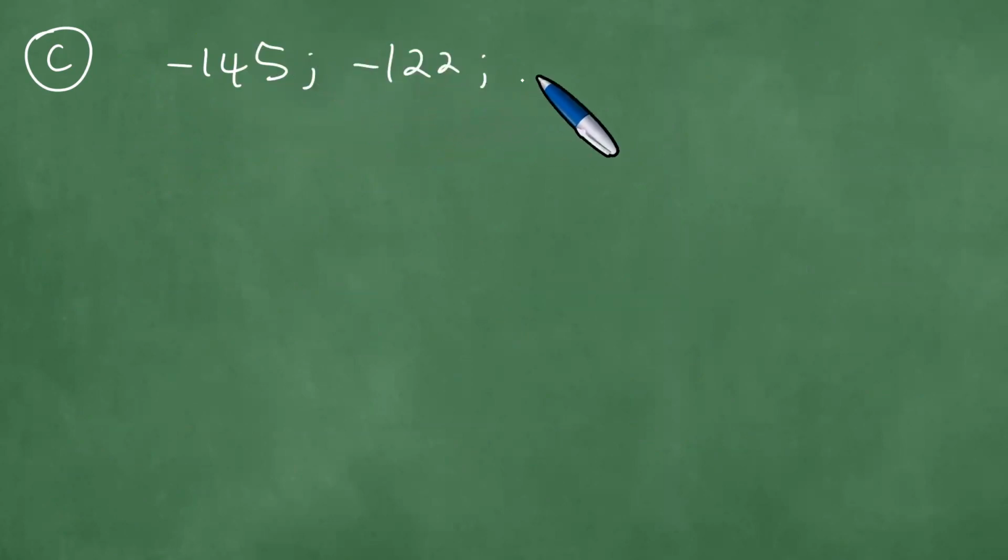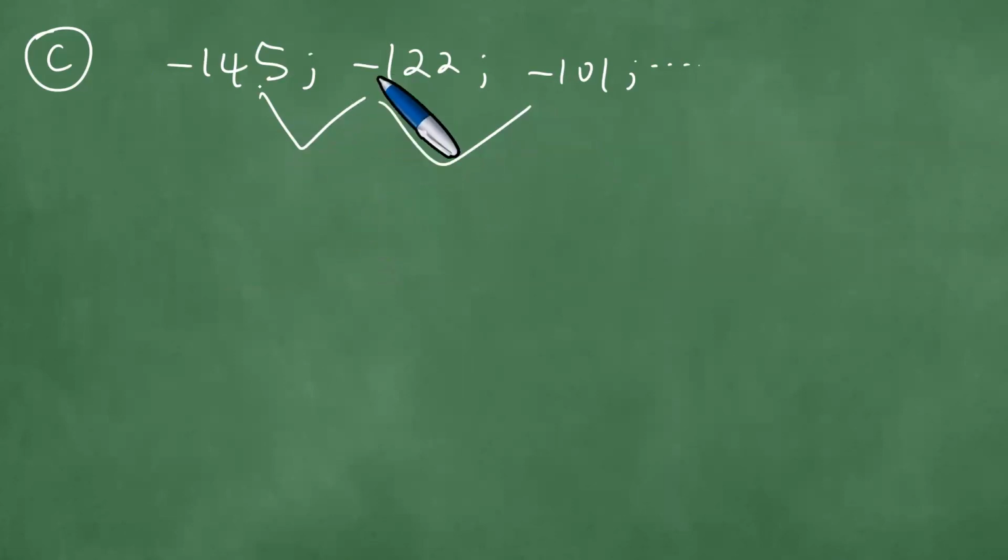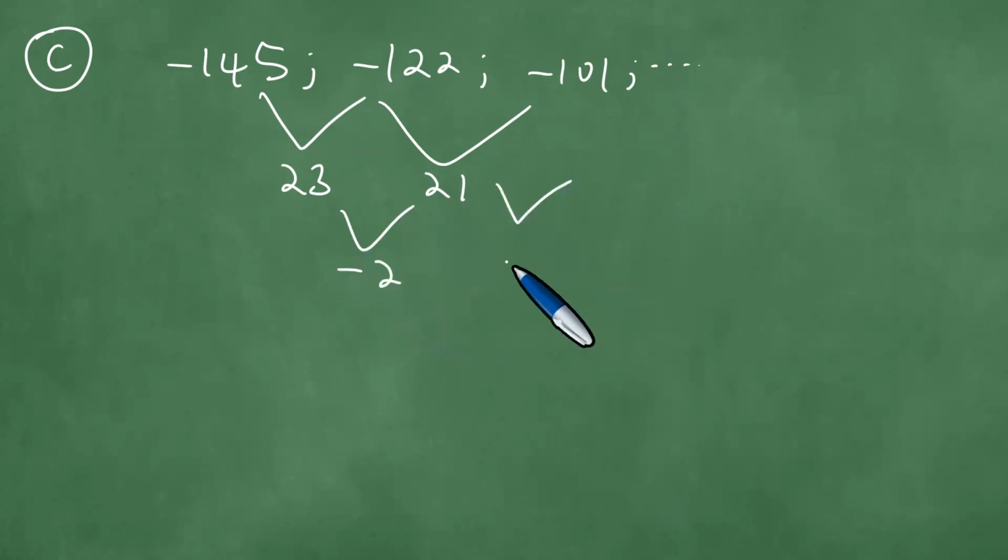Right, so in other words, we are looking at the general term that has been given to us. And we have the pattern -145, -122, -101, and so on. Okay, the difference, this minus that, is 23. This minus that is 21. The difference here is -2.